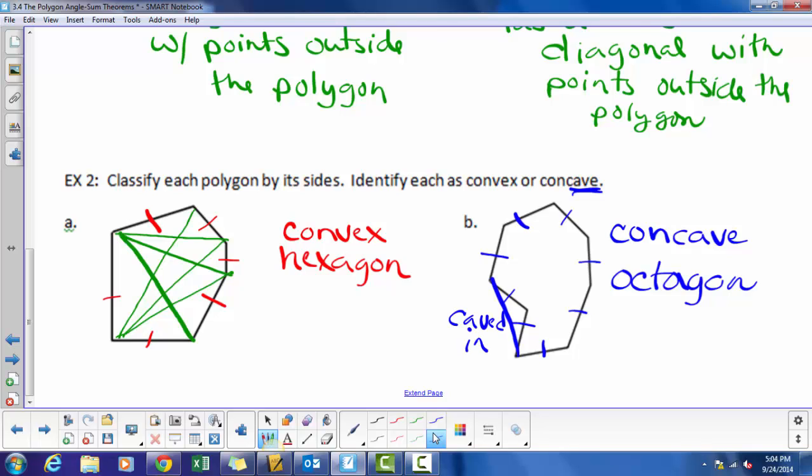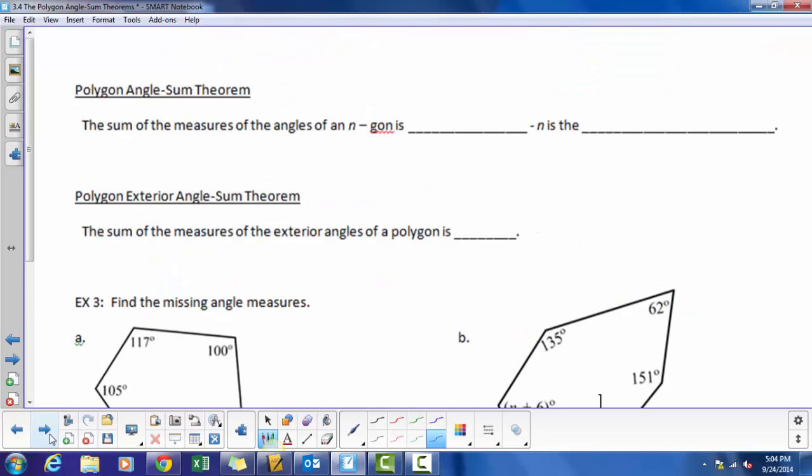Okay? All right. The Polygon Angle Sum Theorem says that the sum of the measures of the angles of an n-gon is (n minus 2) times 180, where n is the number of sides.